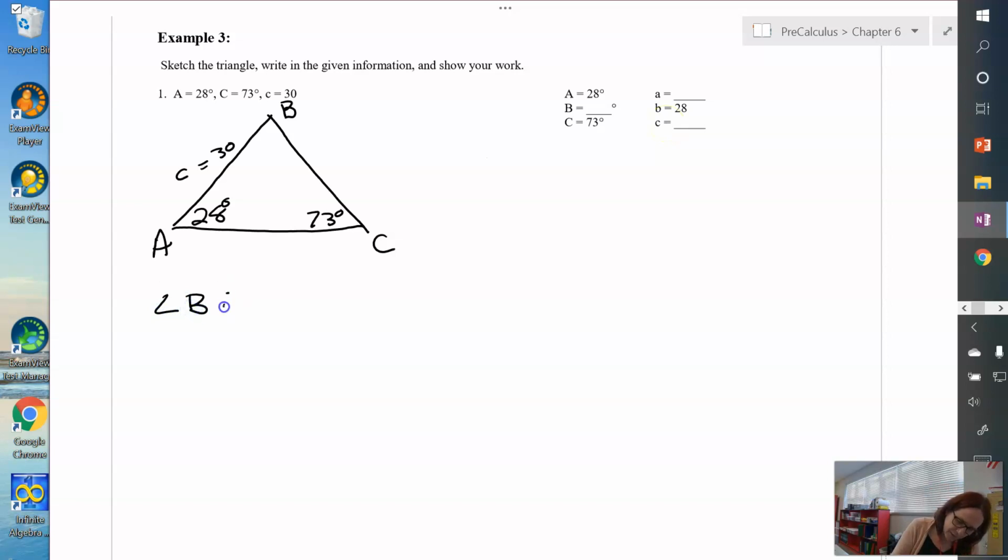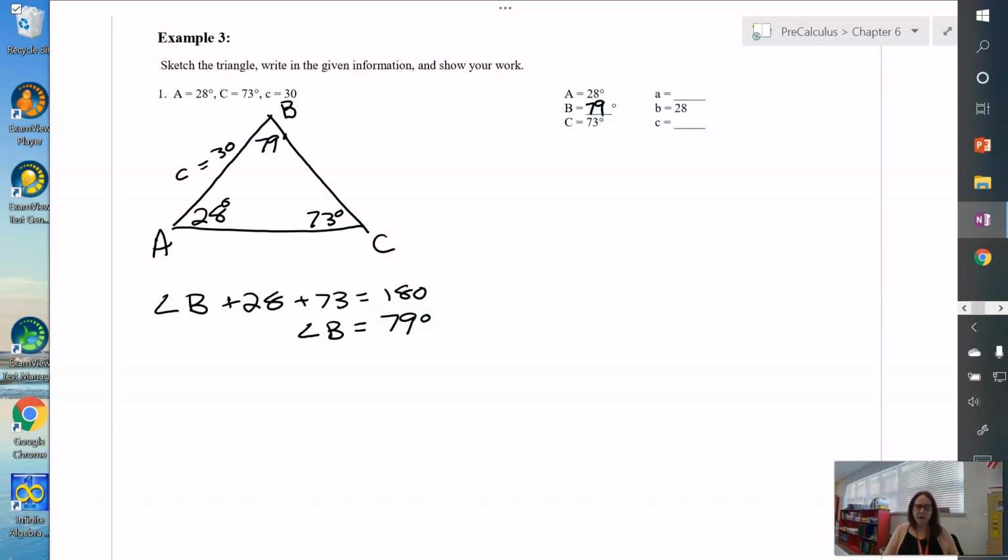Angle B plus 28 plus 73 equals 180. So angle B equals, just do 180 minus. This is 79 degrees, and I'm going to put 79 in there. Now let's get A and C, the sides. So little a is over here, and we're getting little b, not c. C is already given to us.